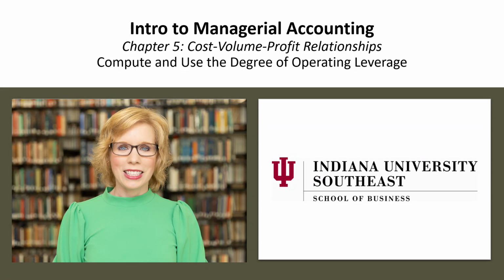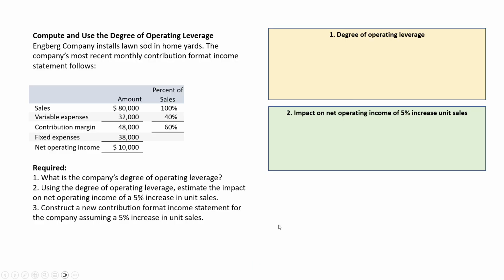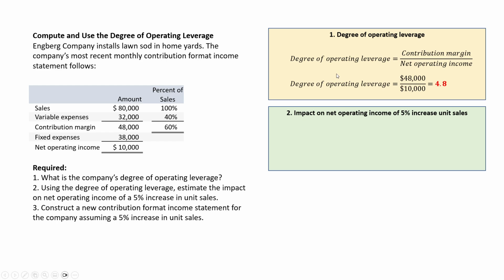In this video, I'm going to walk through calculating the degree of operating leverage. Our formula for degree of operating leverage is total contribution margin dollars divided by total net operating income dollars. For this company, Ehrenberg Company, we have their contribution format income statement, and their total contribution margin dollars is 48,000 divided by their net operating income of 10,000, and so our degree of operating leverage is 4.8.